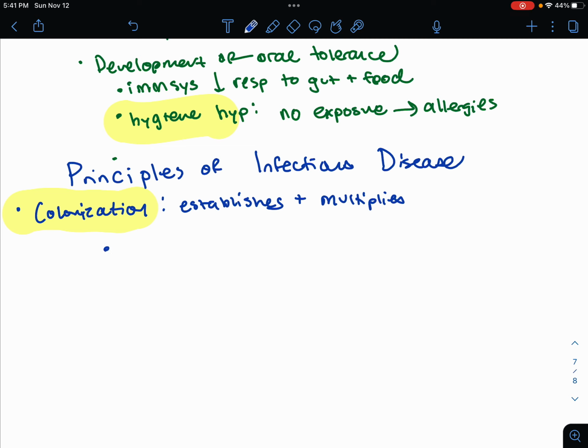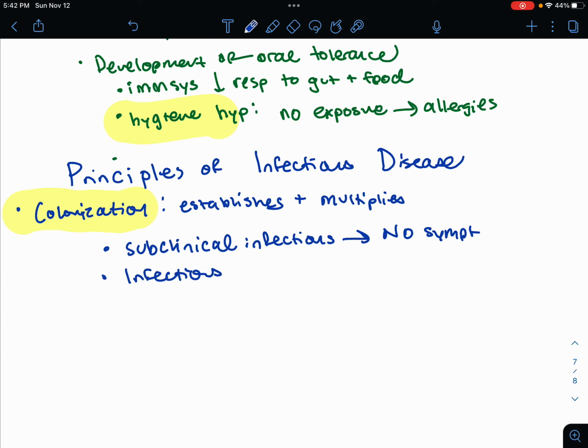There could be subclinical infections. This means no symptoms. However, there are also infectious diseases. And when we talk about infectious disease, this is where there are very drastic symptoms.